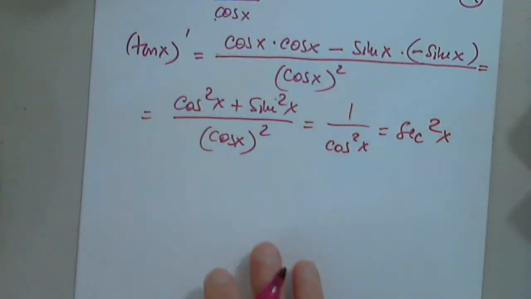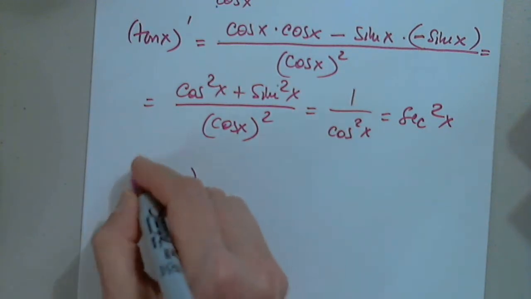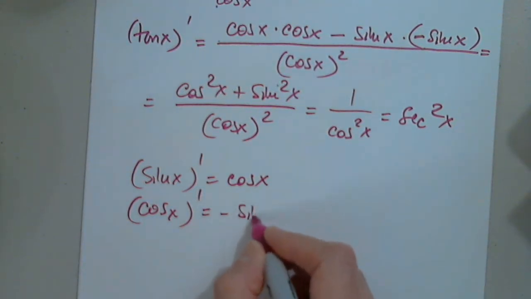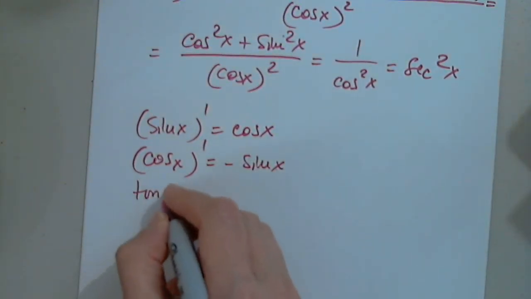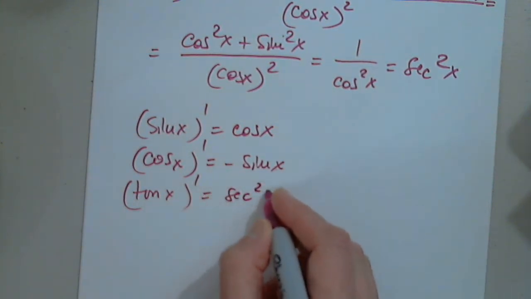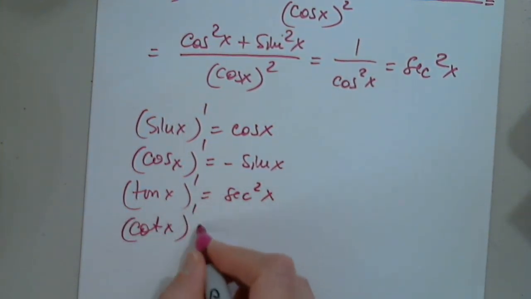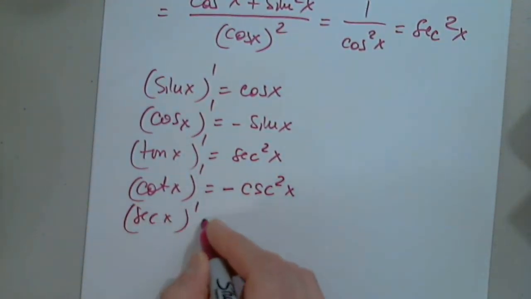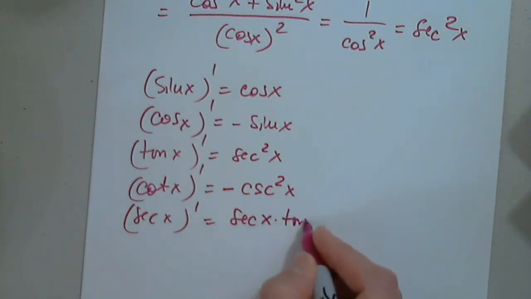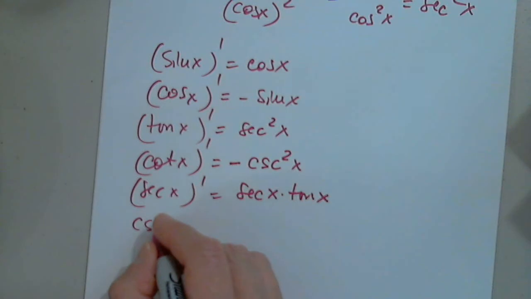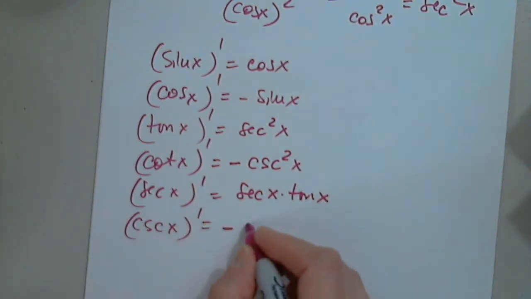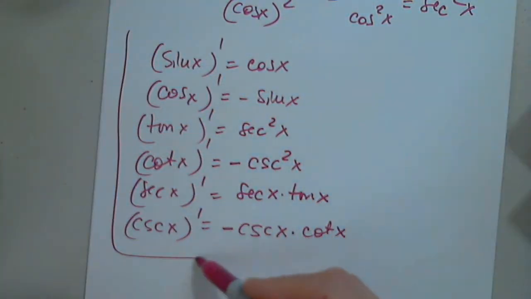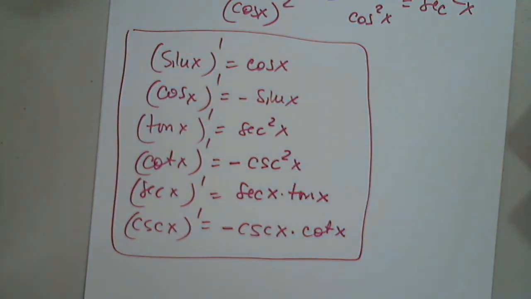So one more time, let's write all of them here. Sine prime is cosine. Cosine prime is negative sine. Tangent we already discovered is secant squared. Cotangent is negative cosecant squared. Secant prime equals secant tangent, and of course cosecant prime will be negative cosecant cotangent. So these have to be memorized. These are the basic rules.